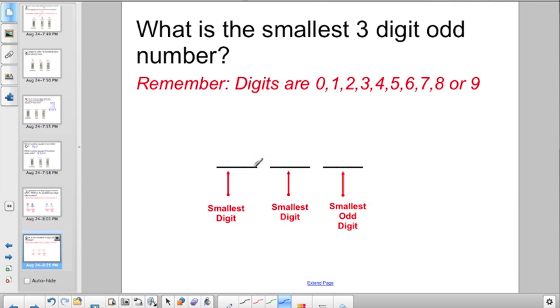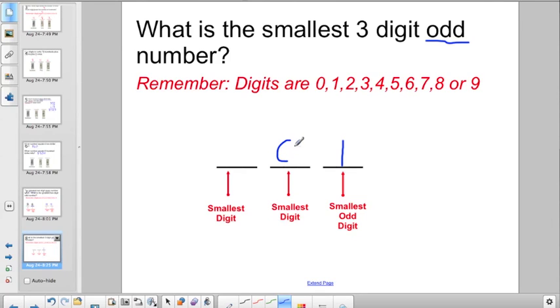I gotta use 3 digits this time. And my last digit has to be the smallest odd number. So here's my digits again, right? 0 through 9. So let's fill in the first one, the smallest odd digit. Not 0. 0's even. The smallest odd digit would be 1. What's the smallest digit I can put in the middle of a number? Well, that would be 0, right?